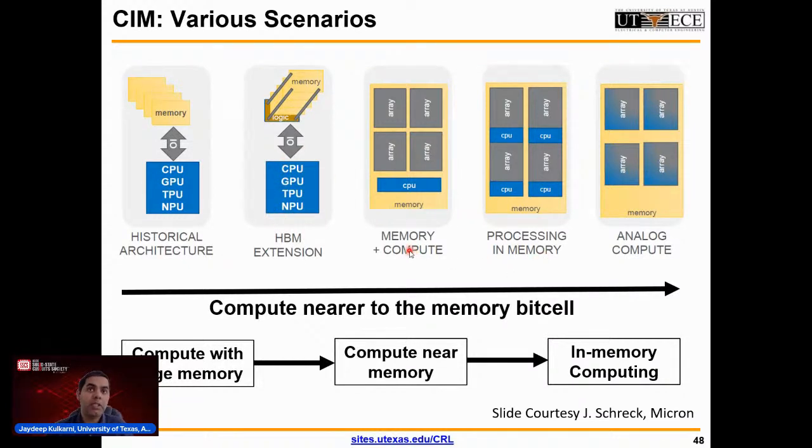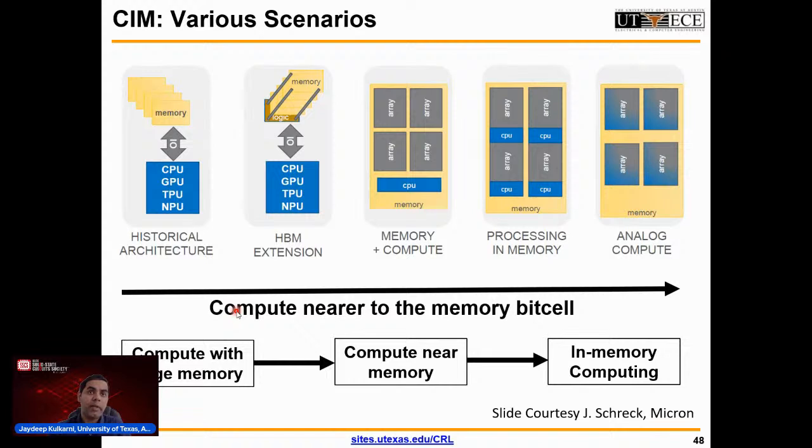Then there is memory plus compute, where you are bringing a processing unit close to the set of memory arrays. And then we could do it at a very fine granularity, and we can call this processing in memory. And the ultimate form of this compute in memory is performing the computation inside the memory array using word lines, bit lines, and some peripheral circuits, such as the decoders and the sense amplifier. And this happens mostly in an analog or mixed-signal way.